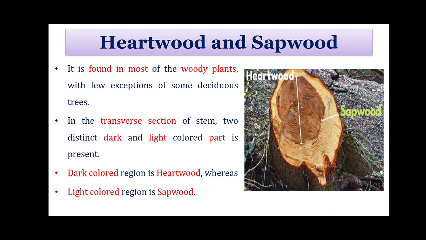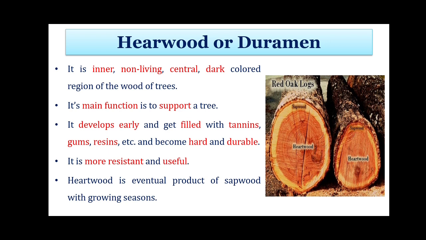Now let's see the heartwood and sapwood. It is found in most of the woody plants, with few exceptions of some deciduous trees. In the transverse section of stem, you might have seen such a distinction in the wood, where the inner part is dark in color and the outer part is somewhat lighter in color. The inner dark part is known as heartwood and the outer light colored part is known as sapwood. The heartwood is also known as duramen.